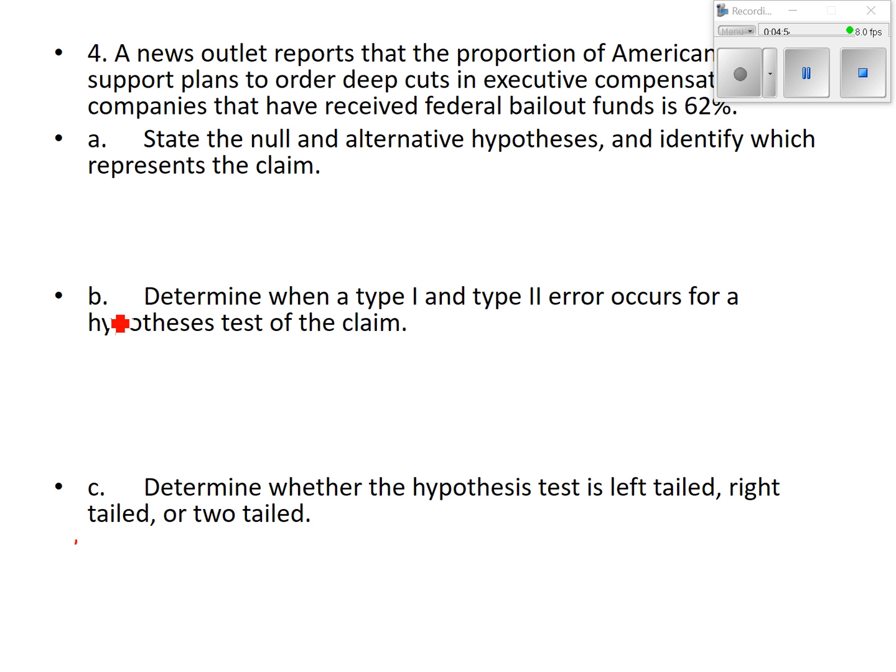But state the null and alternative hypothesis, so our HO and our HA, that's what we're going to do first here. It says companies that receive federal bailout funds is 62%. So what is that telling me? Equals. So it's P equals 62%. Is that our HO or our HA? So P equals, make sure you change it to a decimal, because otherwise your math won't come out well. P equals 0.62, that's our claim. Then what's our HA? P does not equal 0.62.